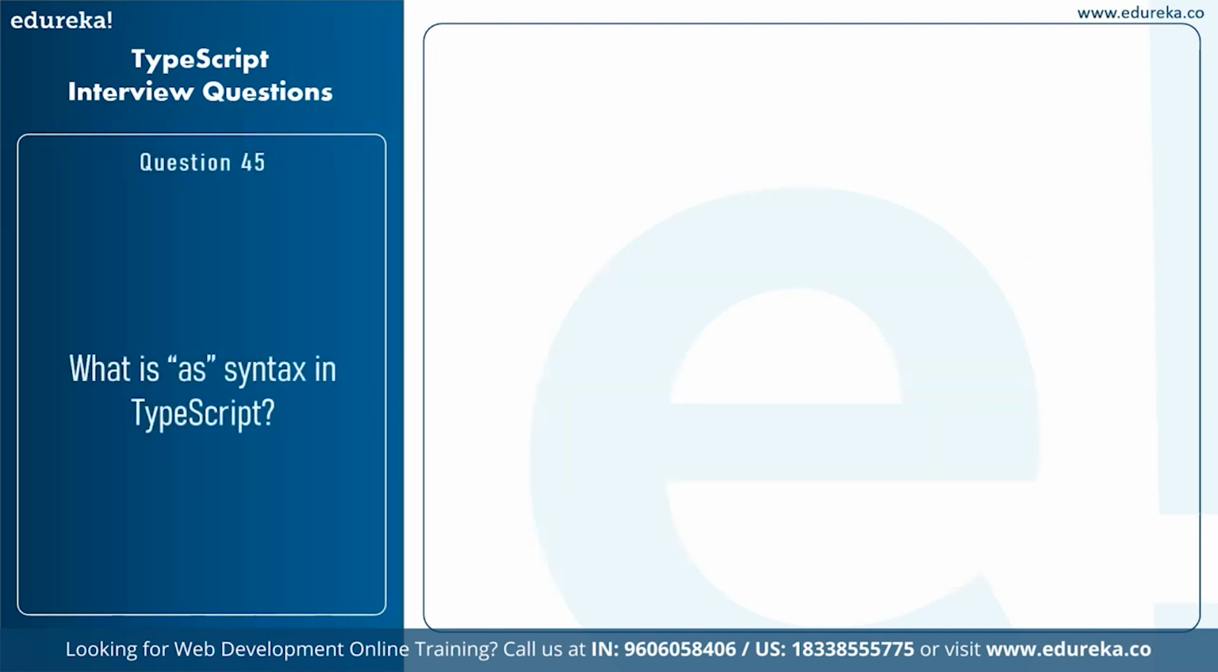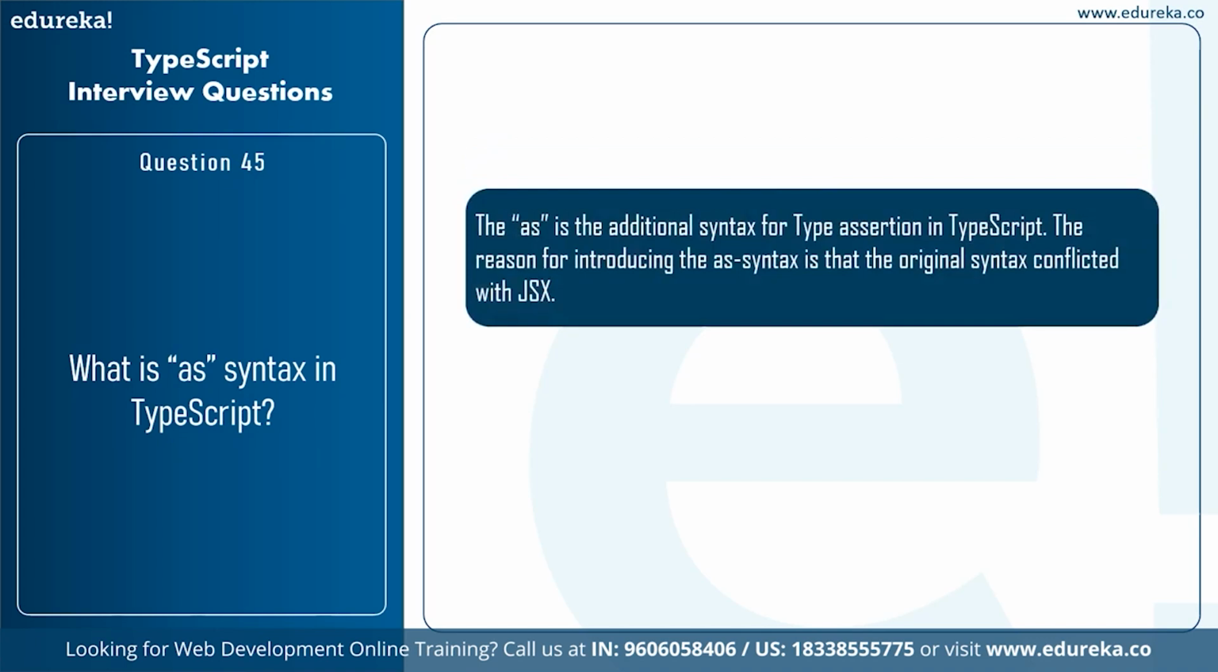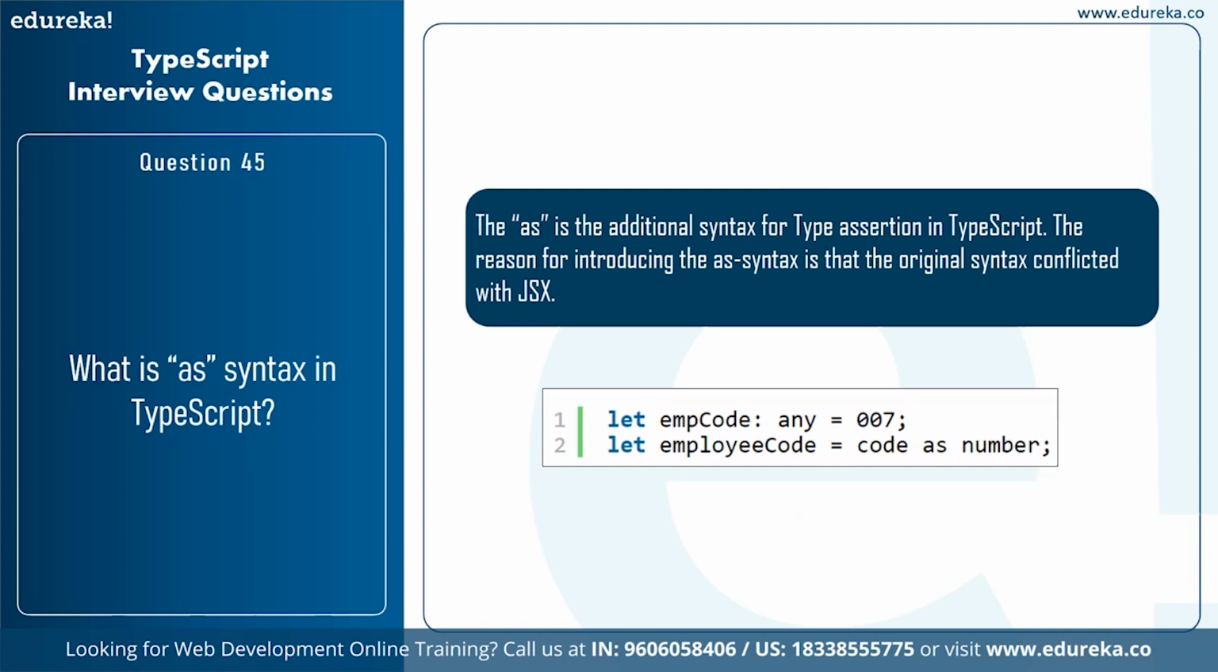Now moving on, what is the as syntax in TypeScript? Now the as is the additional syntax for type assertion in TypeScript. The reason for introducing the as syntax is that the original syntax conflicted with JSX. So here you can see an example where the first thing is the employeeCode whose data type is any, and we have passed a number. That is the empCode. The next one is the employeeCode where we have given it as code as number. Now, while using TypeScript with JSX, only as-style assertions are allowed. So basically, we are passing the data type to be number in this particular section.